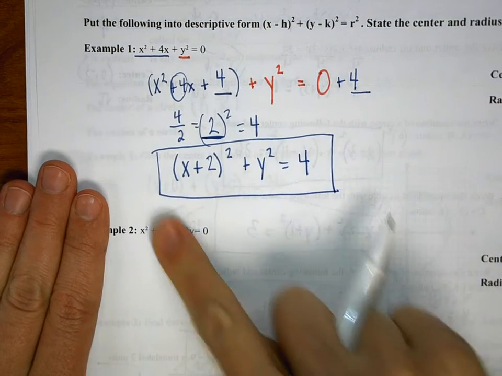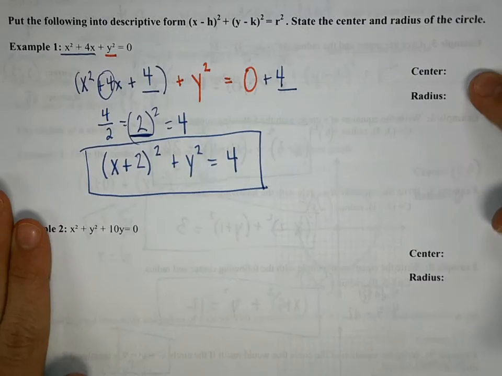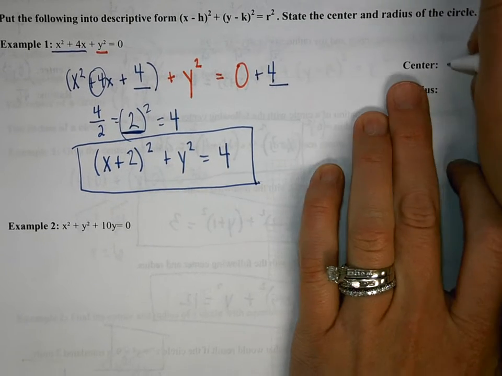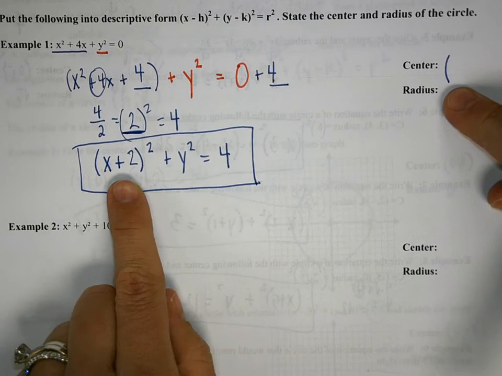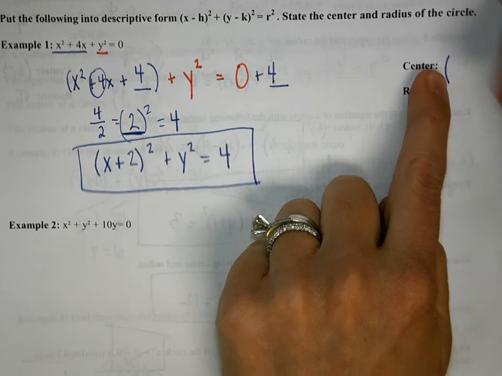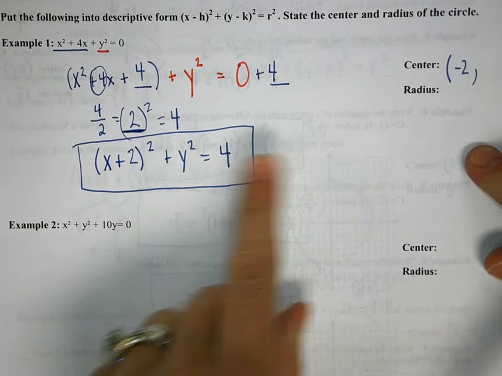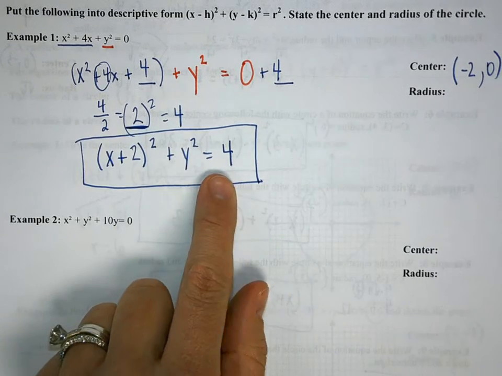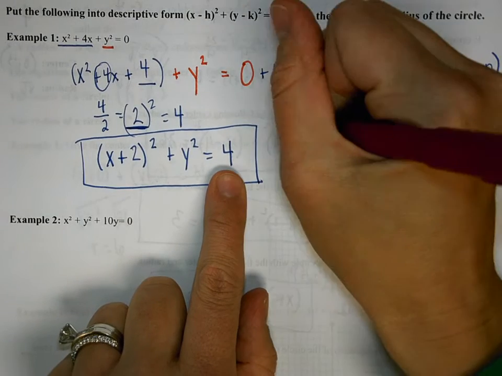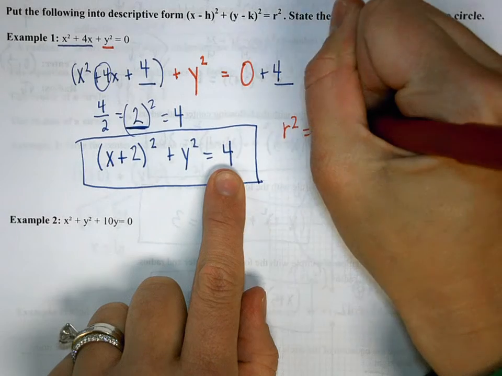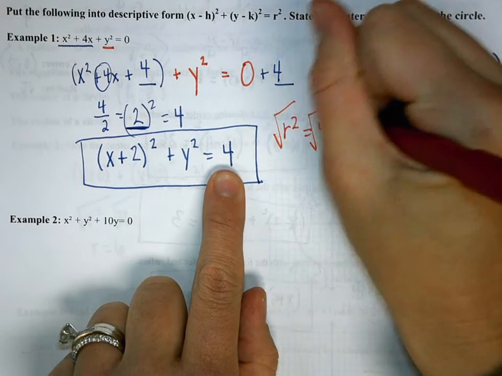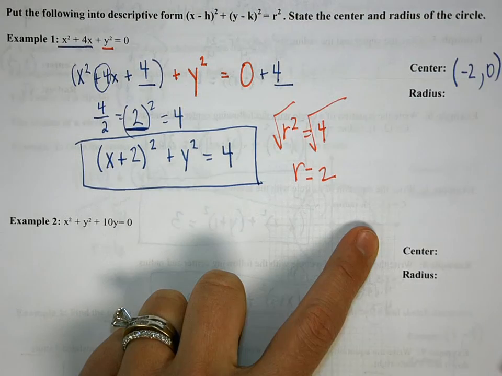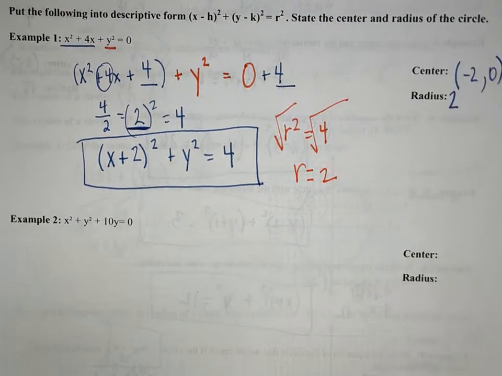Now from this information we want to write our center. That should be pretty easy because we learned about that yesterday. My center here is always the opposite of what's in parentheses. So my x value is -2 and my y value is 0. Also remember, in order to find the radius, this value is actually r squared. So if r squared equals 4, we take the square root of both sides, and r equals 2. So my radius value is 2.